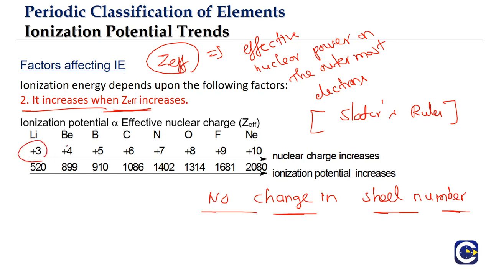Like in the case of lithium, 3 protons. Beryllium, 4 protons. Boron, 5 protons. Carbon, 6. Nitrogen, 7. Oxygen, 8. Fluorine, 9. Neon, 10 protons. This is the nuclear charge. But what we need to keep in mind is that the nuclear charge directly will not be coming into the picture.